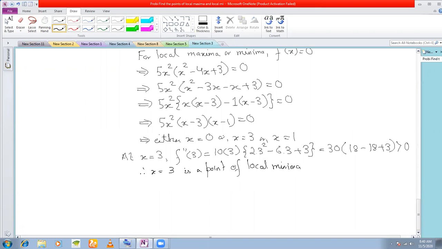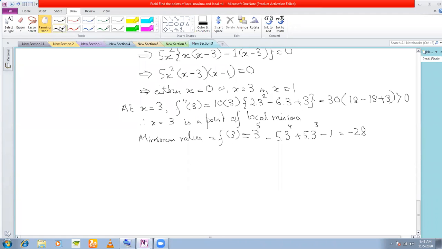And what is the minimum value? F3 is the minimum value, right? And what is F3 in this case? Put x is equal to 3 in the function. 3 to the power of 5 minus 5 into 3 to the power of 4 plus 5 into 3 cube minus 1. You get this as minus 28. This is your minimum value.